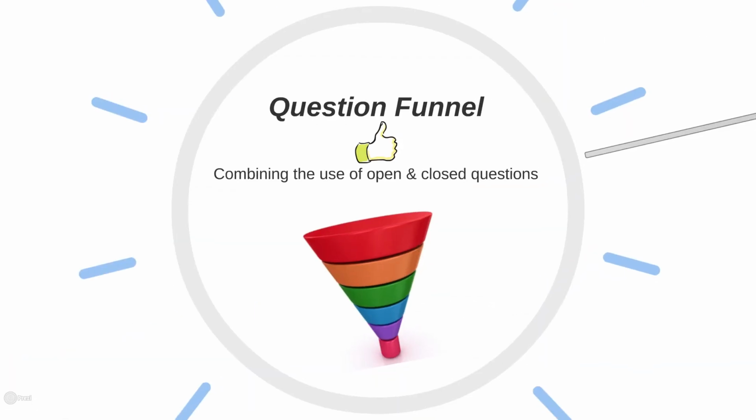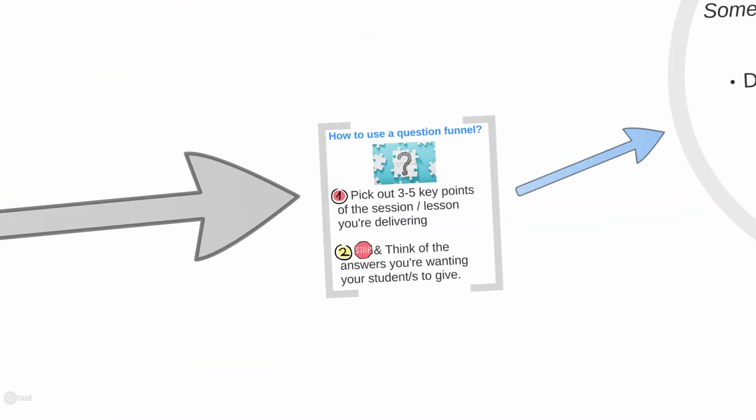So the end goal of all of this is to try and create a question funnel. A question funnel combines the use of open and closed questions. For example, you start with one or two closed questions to ensure success and enable your students to feel confident. We can then follow up with open, probing questions to get the depth we're seeking, and then end with a specific closed question to wrap up the conversation.